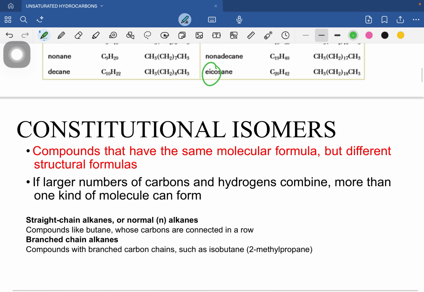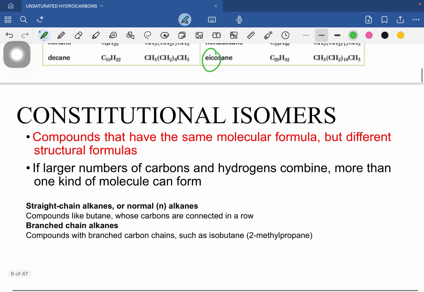Again, I've already mentioned kanina that when we say constitutional isomers, these are actually compounds that have the same chemical formula pero magkakaiba sila ng connectivity. So we have here the definition of your constitutional isomers, wherein these are compounds that have the same molecular formula but differ in structural formulas.